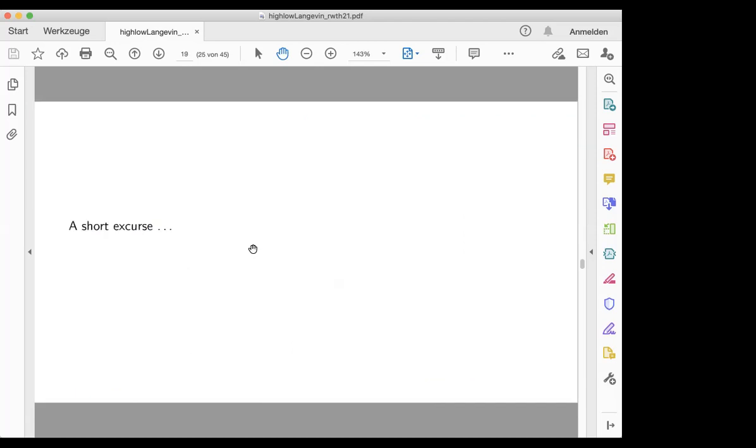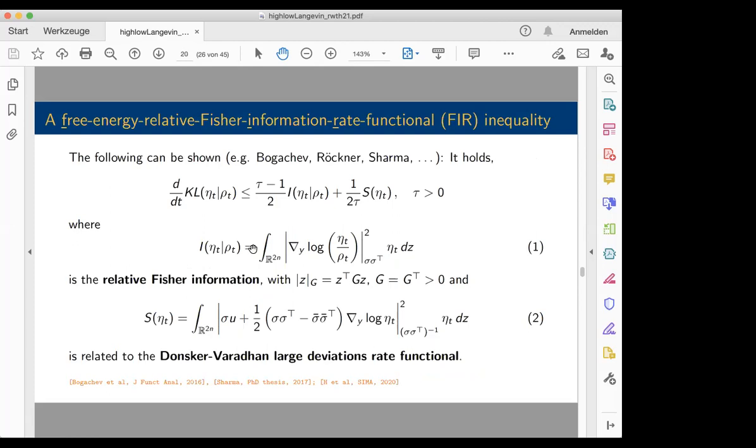Okay, so let me quickly explain to you how we can control the relative entropy. What one can show, and this is partly based on work by my collaborator Upanshu Sharma, which was part of his PhD thesis, is the following. If we take the time derivative of the relative entropy, and keep in mind that both eta and rho solve some Fokker-Planck equation related to the controlled or uncontrolled dynamics, we can basically use the chain rule to compute these derivatives. And it turns out that you can express the entropy production rate, or the rate of change of the Kullback-Leibler divergence, by two terms. One is related to the Fisher information between eta and rho, or rather a relative Fisher information, because it's the weighted form. And the second term is a quadratic functional of this form, which is related to some rate function from large deviations theory.